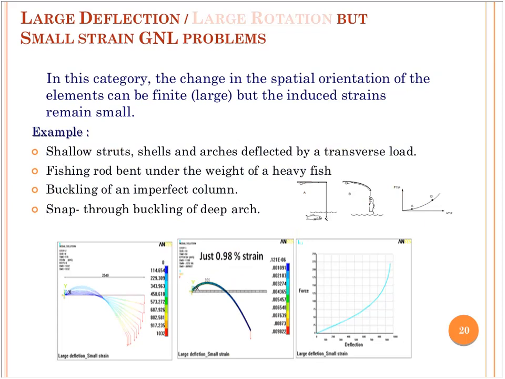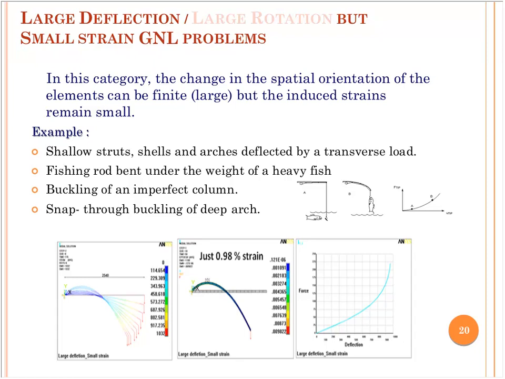Here is an example. This is around a 2.5 meter rod. It is subjected to a 100 Newton force. The amount of deflection is really large. It is undergoing around 1000 mm deflection, but the strain is still less than 1%. This is an example of a large deflection, but still a small strain problem, not a finite strain problem.